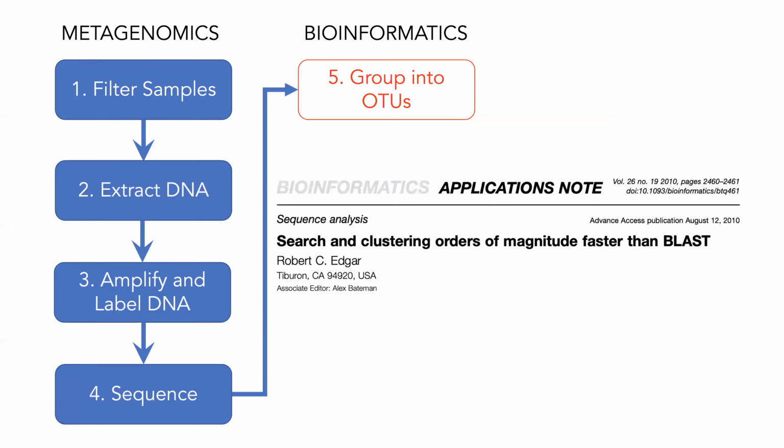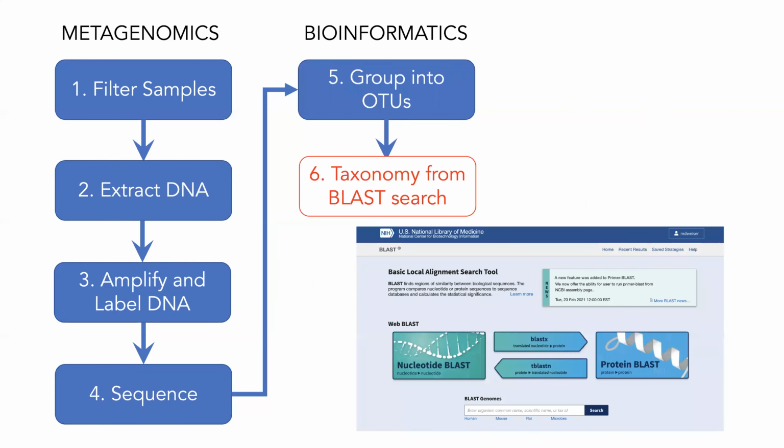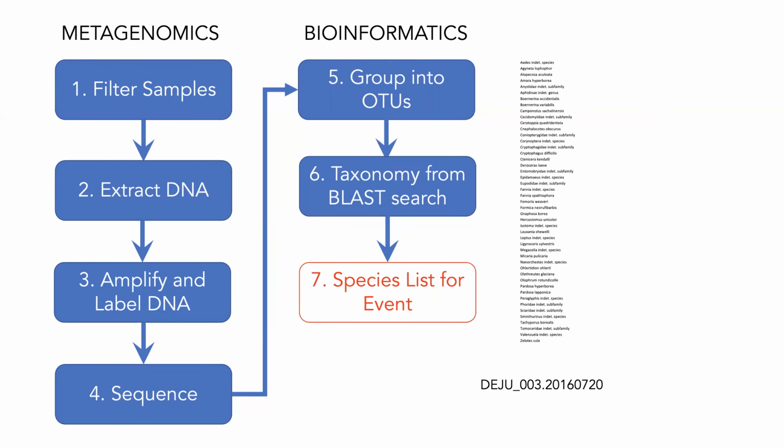Now, the second step of this is so the output of the sequence is a file that just has sequence 1 to sequence 15 million or however many come out. We take those sequences and we use just standard bioinformatics methods to group into operational taxonomic units, which we then take those consensus sequences and the OTUs, and we extract a taxonomy from a blast search, giving us kind of a species list for an event that occurred. So this is the actual species list for the event that occurred at the 3rd array of Delta Junction, which is in Alaska, in the year 2016 on July 20th.